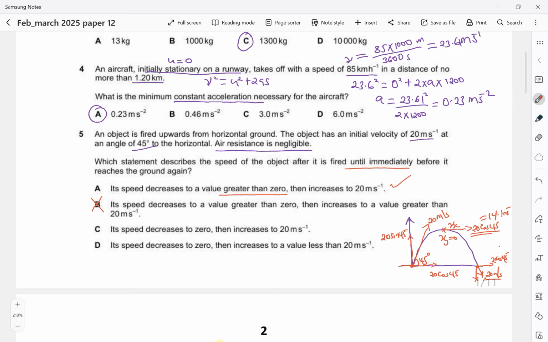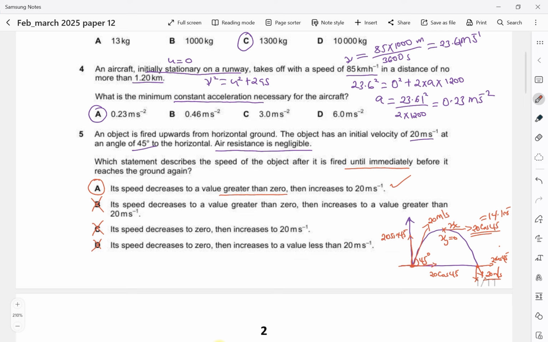Its speed decreases to zero, then increases to 20 meters per second. We say this only happens in the vertical plane. In the horizontal plane, the component remains constant, which is 20 cos 45. Its speed decreases to zero, then increases to a value less than 20. As long as it falls at a point which is on the same horizontal line as the point of projection, then the speed with which it lands is the same. So we are saying that our answer is going to be A.